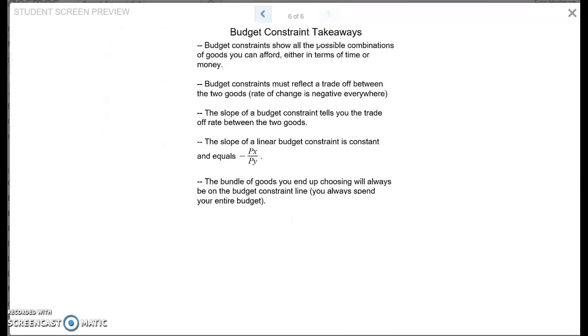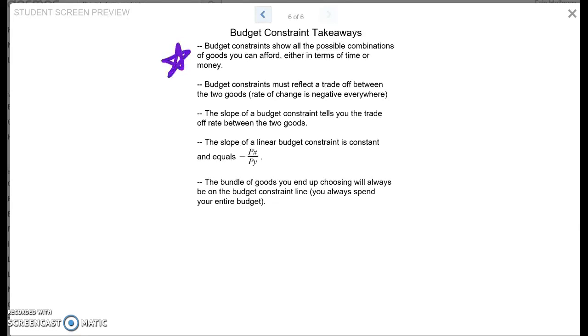Okay, so these are the takeaways from this particular video about budget constraints. Budget constraints show all the possible combinations of goods that you can afford. So budget constraints are always about what you can get. Not necessarily what you want, but these are the things that you could potentially obtain. Budget constraints reflect a trade-off between how you use your resources to acquire goods. The slope of the budget constraint tells you the rate of that trade-off.